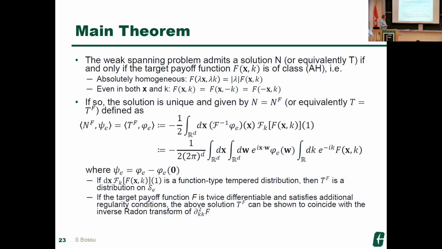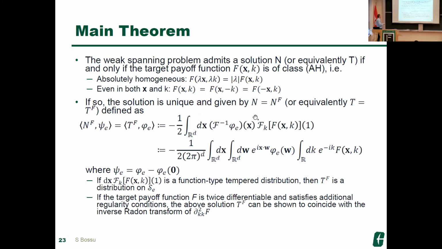So here is our main theorem. We show that this formulation of the spanning problem, it's not the only possible formulation, but with this particular formulation, it has a solution n, being a distribution or linear form, or equivalently t, if and only if the target payoff function is essentially absolutely homogeneous, which is that if you multiply x and k by a constant lambda, you recover the payoff multiplied by the absolute value of lambda.